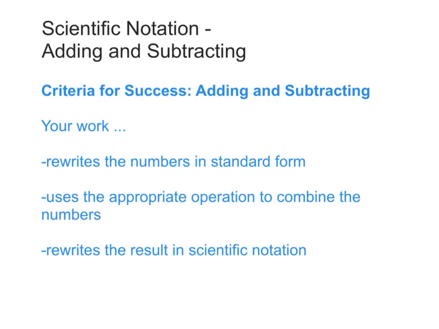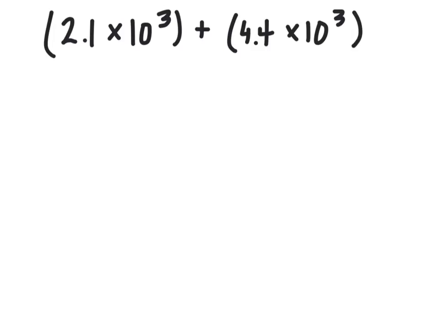Today we're going to add and subtract numbers written in scientific notation. So you know what's coming up in the expectations. We're first going to take the numbers written in scientific notation and rewrite them in standard form. We're then going to add or subtract to combine/simplify the numbers, and then write the final answer in scientific notation. Let's take a look at the first example here.